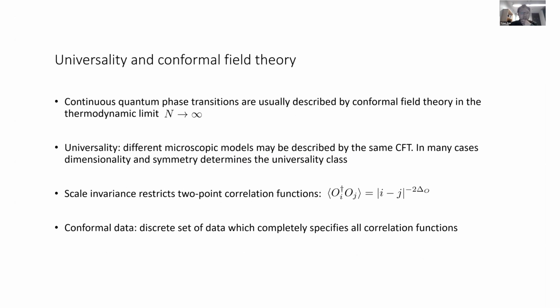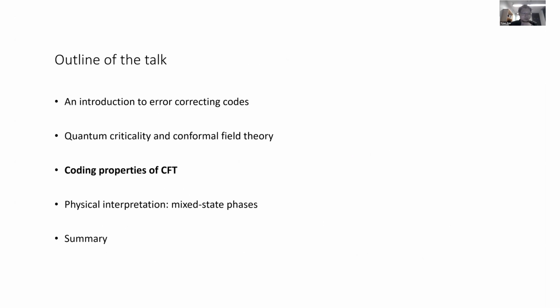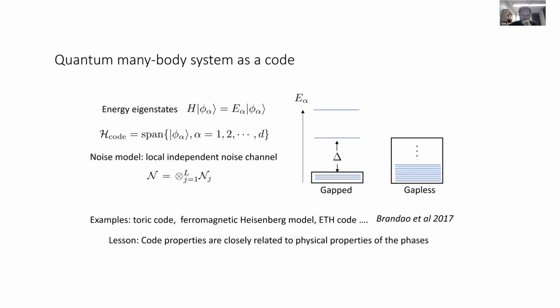Okay. So now I have briefly introduced you to conformal field theory. Sorry for not enumerating more, but the Ising model is the one example that we will talk about. Then I will go into the coding properties of the CFT, which is the main result of this work. If you want to take a quantum Hamiltonian and regard this as a quantum error correction code, what can you do?